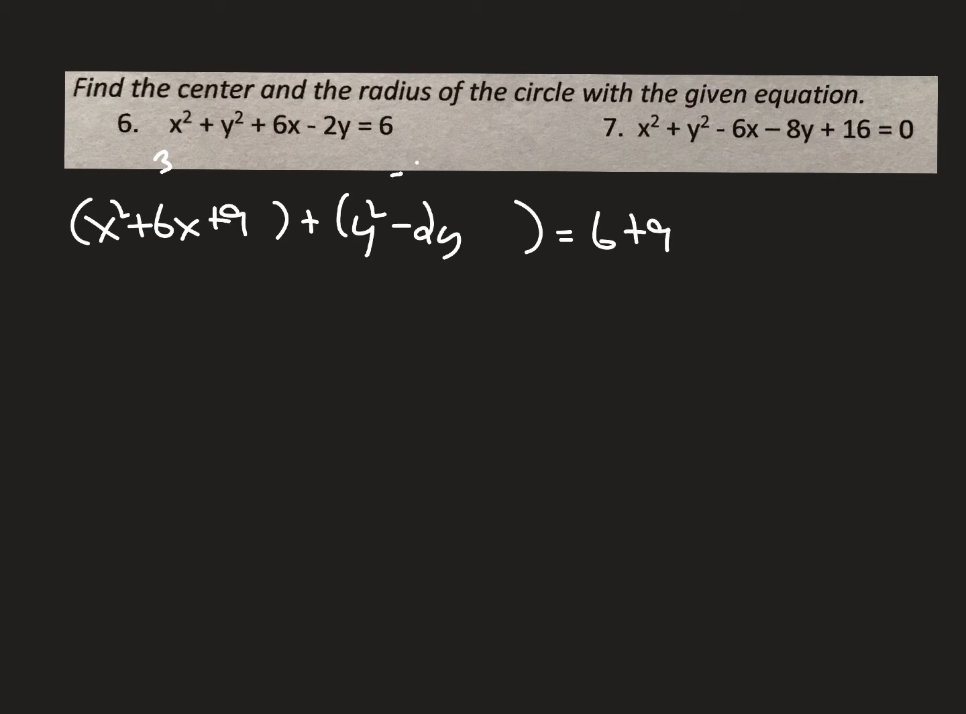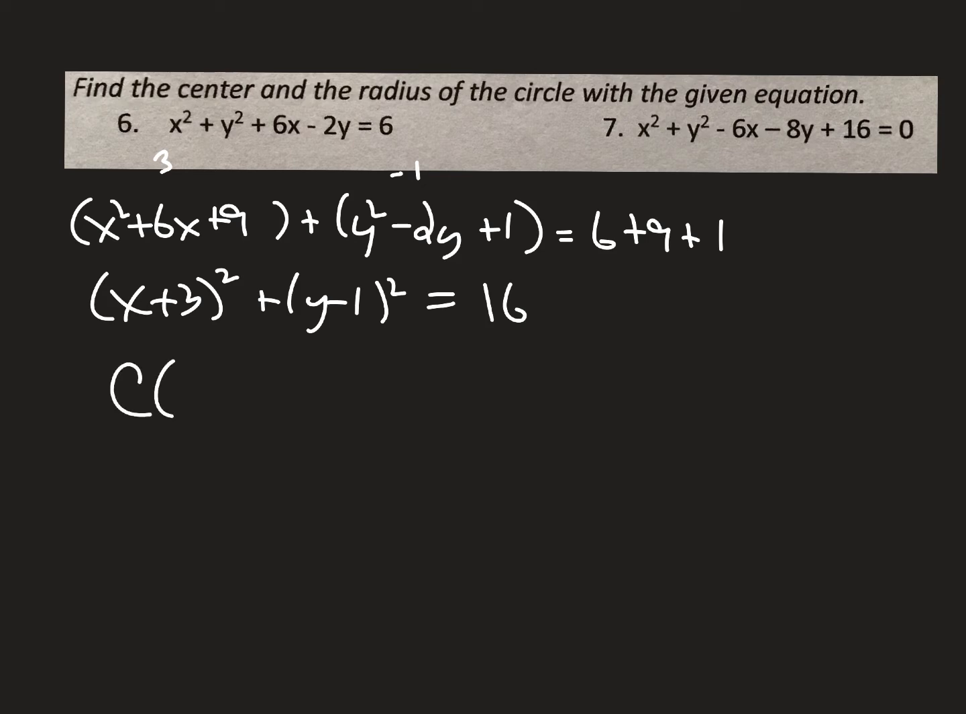If you take half of negative 2, it's negative 1. Square it, that's positive 1. Both sides. One more step. X plus 3 squared. Y minus 1 squared. Over here is 16. Which means the center is the opposite of what's inside. Negative 3 and 1. And the radius is 4. So all you gotta do is center and radius.